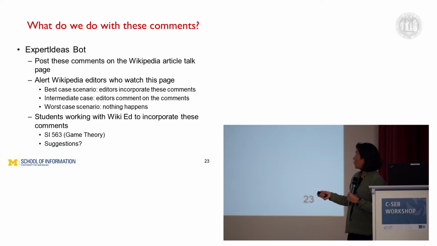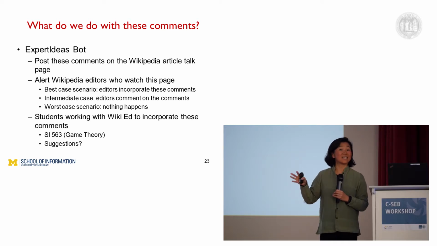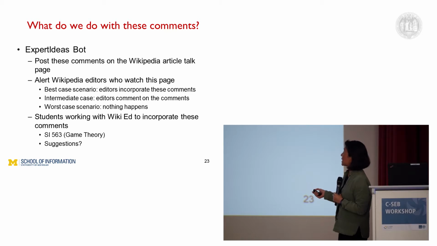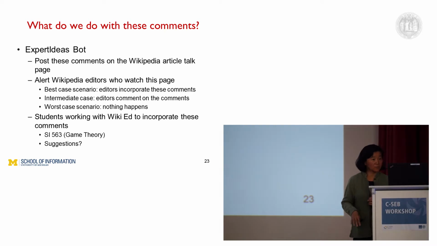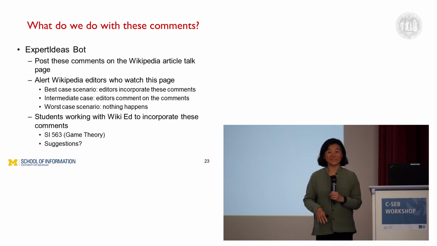And so we were hoping for the best case scenario, which is a division of labor. The experts have expertise on the content, and therefore they edit the content. The Wikipedia editors know how to edit and know the culture of Wikipedia, so they know what stays and what gets reverted, so they do the incorporation. So in the best case scenario, editors will incorporate these comments. In the intermediate case, the editors comment on the comments but don't incorporate them. And the worst case scenario is nothing happens. Okay, so guess what happened?